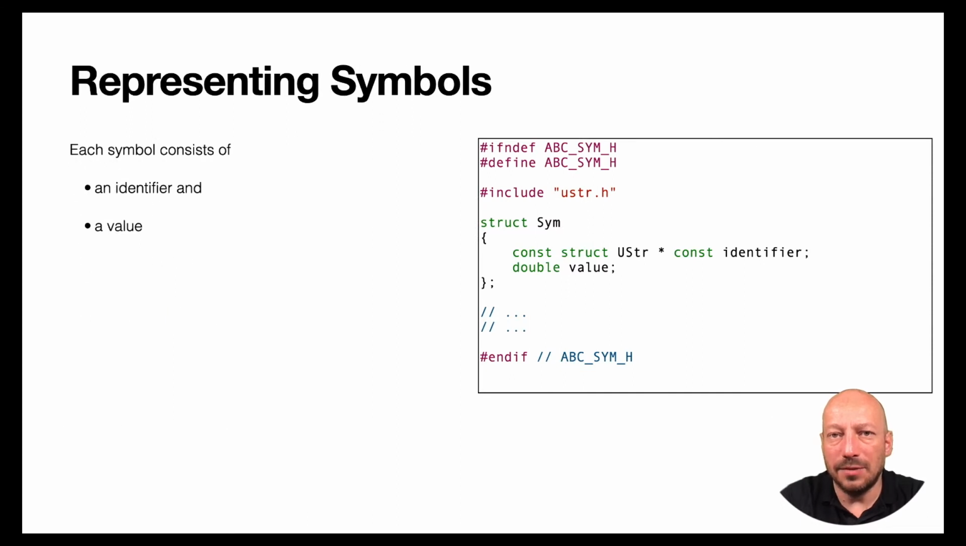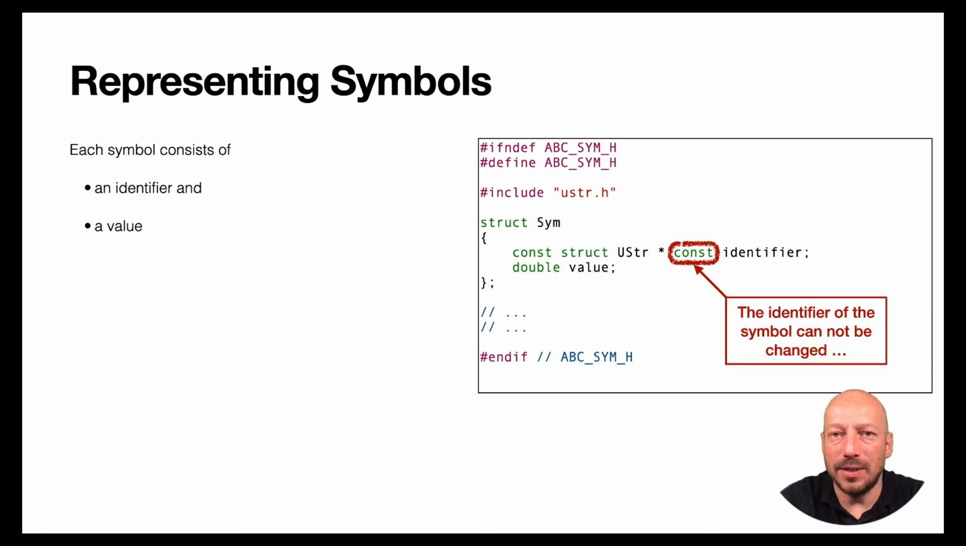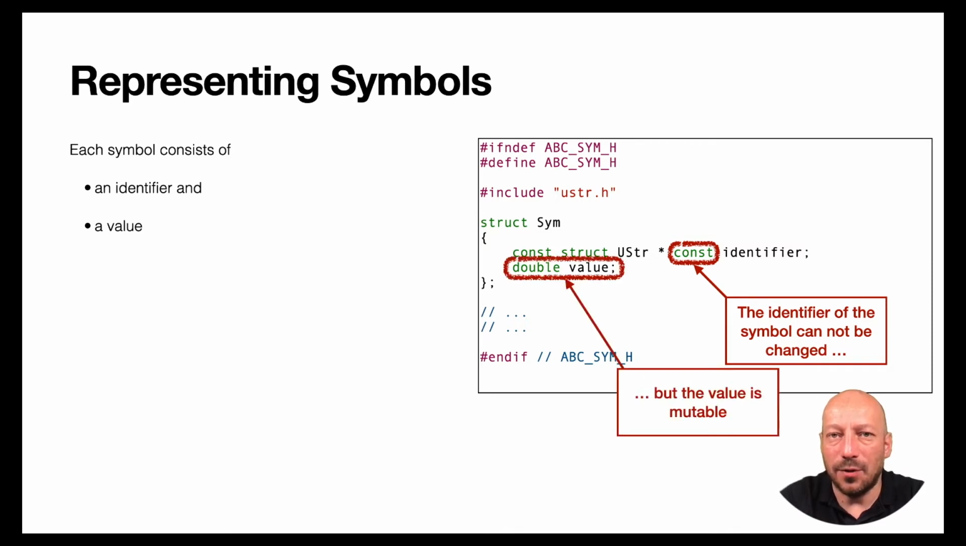So variables will be realized with symbols, and a symbol is simply a pair of an identifier and a value, the current value of this variable. So we declare for that a struct with two members. The identifier will be a unique string. It should not be possible to change the identifier of a symbol once it's created. You cannot change the string stored in a unique string anyway, but it also should not be possible to redirect this pointer, this identifier, this first member of this struct. That's why we have this const qualifier also here. So this cannot be changed, but of course you can change the value of the variable.